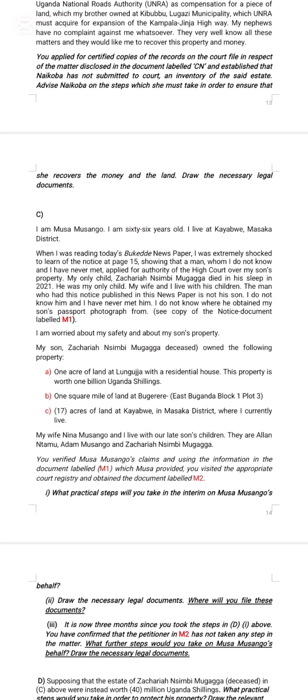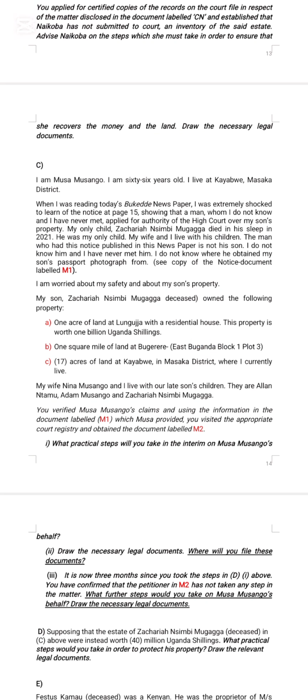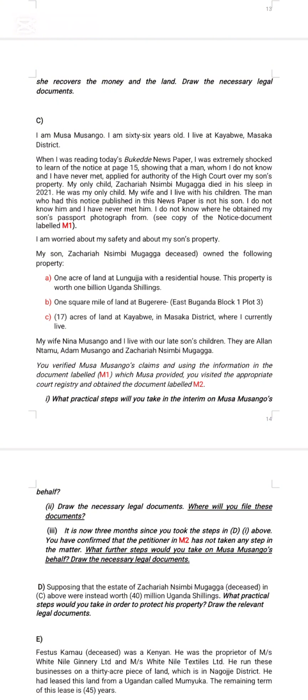We have to apply to file an inventory out of time because the inventory has not been filed, and that one we have, it's always a notice of motion supported by an affidavit.